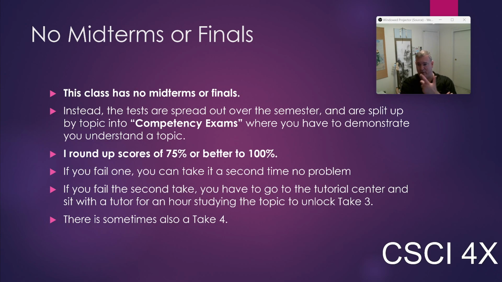So if you've been doing well on the quizzes, or if you want to review for it, you can look at the quiz questions and see how you're doing. If you get a 75% or higher on the competency exam, I round it up to 100%. But if you get below a 75%, you have to take it again. You can take it again the next week or 2 weeks later, whenever I put up the second take. No problem. And the higher of the two grades counts.